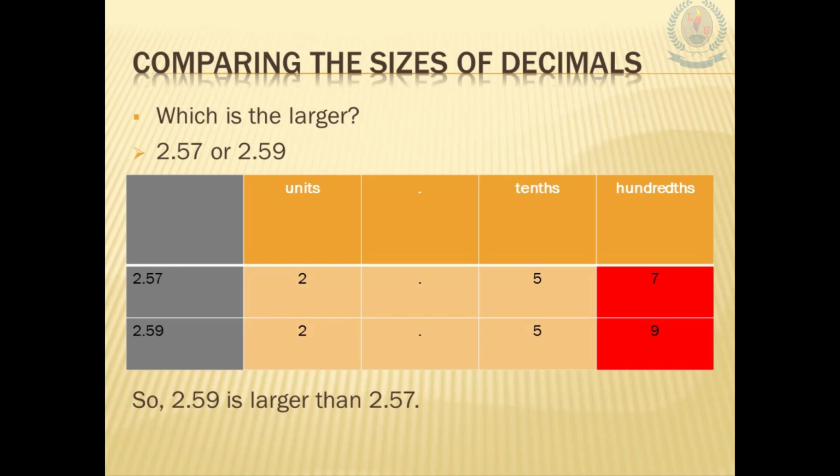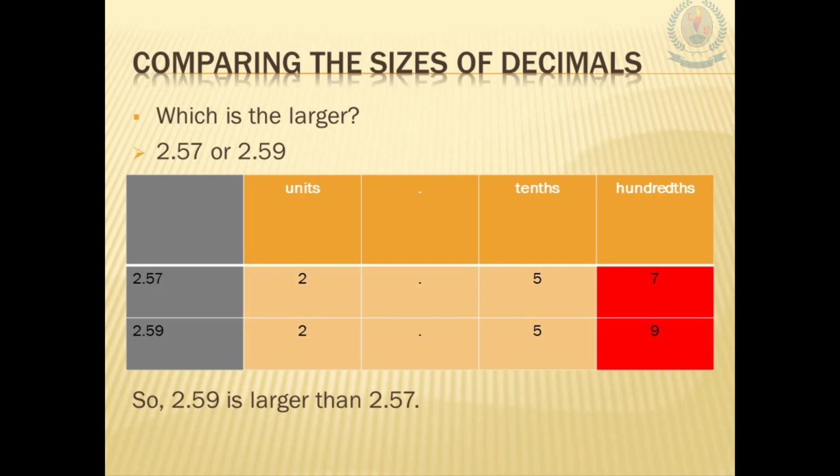Comparing the size of decimals. To decide which of the decimals is larger, look first at the number of units. Number 2. They are the same. In the unit place you can see number 2. Next, look at the number of tenths. Number 5. So they are also the same. You can see number 5 is in the tenths place.